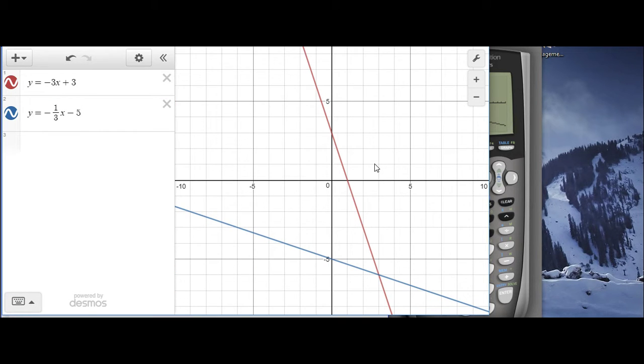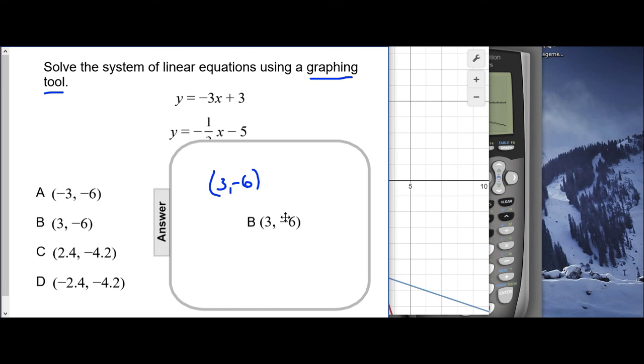So I typed in my two equations, and if I click in the graph area, the little keyboard will go away. And I see my two lines, and then the point of intersection, I'm going to use my mouse and click, and then hover over it, and I can see that the point of intersection is 3, negative 6. So that would be the solution, 3, negative 6, which agrees with what our graphing calculator gave us also. So whether you use the graphing calculator or Desmos, our solution to this system is going to be B, 3, negative 6.